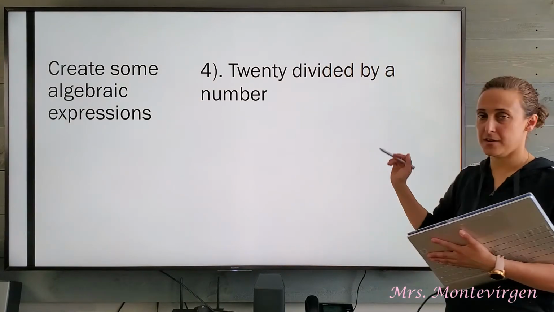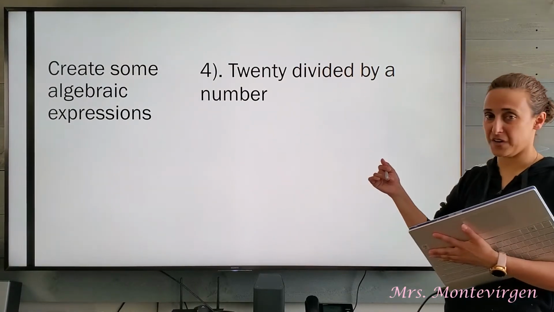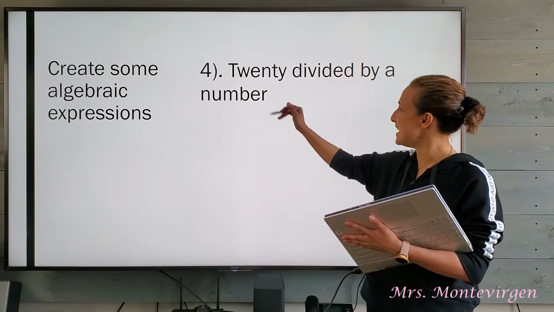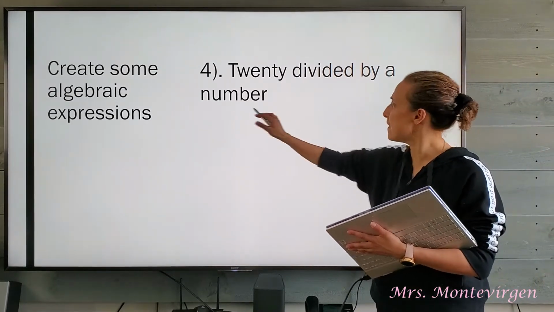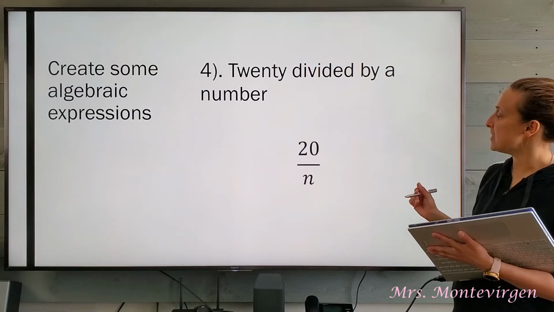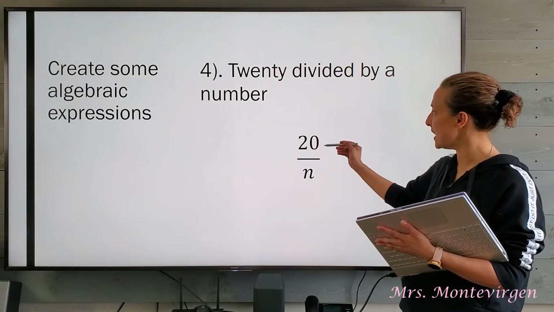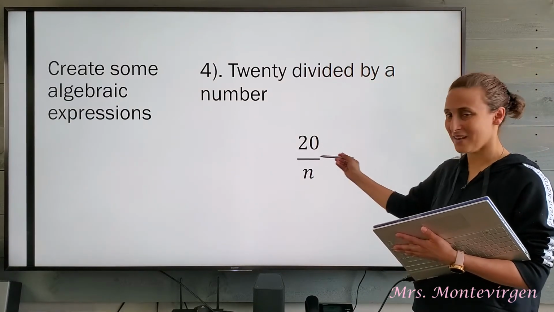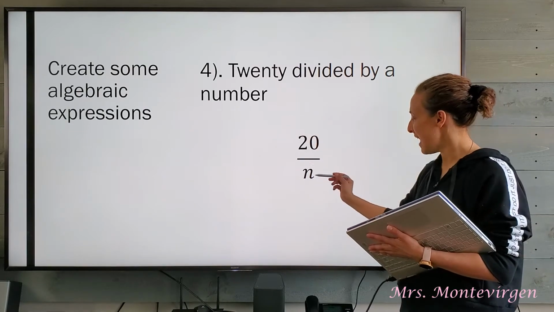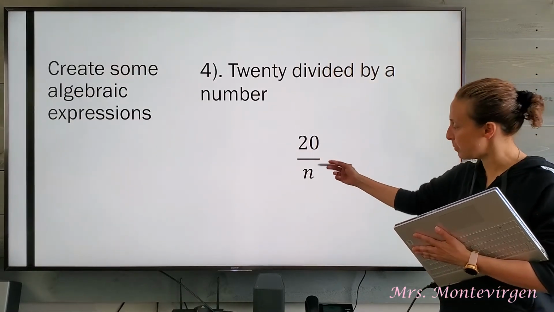20 divided by a number. So again, think about the operation. I have divided, I have the number 20, and I have my variable, which I know is going to be an n that's floating around somewhere. This is what the algebraic expression is going to be looking like. There's the 20 divided by, we have this sign here, a number, and that's where my variable is. So 20 divided by a number.